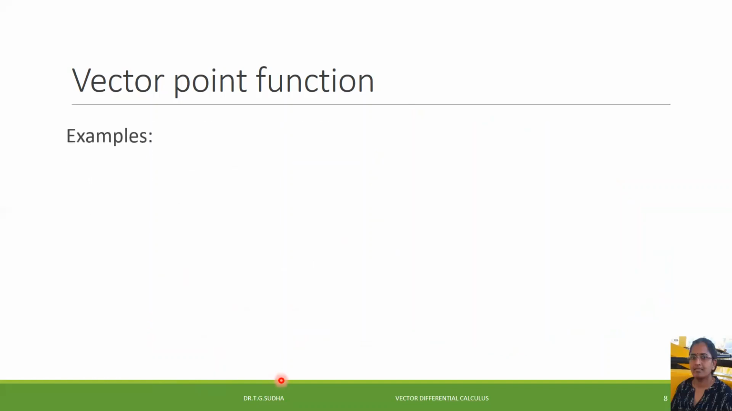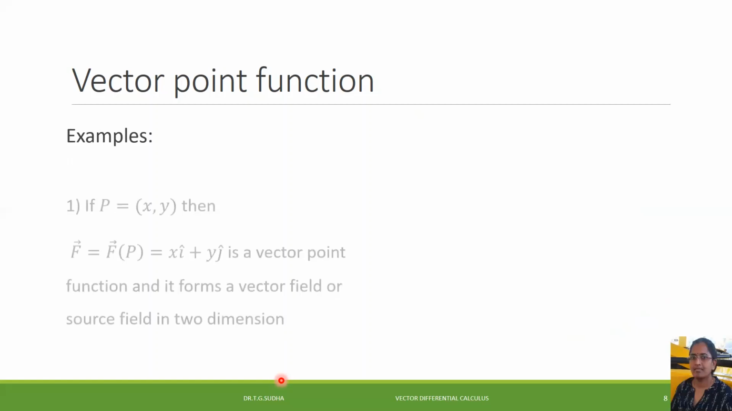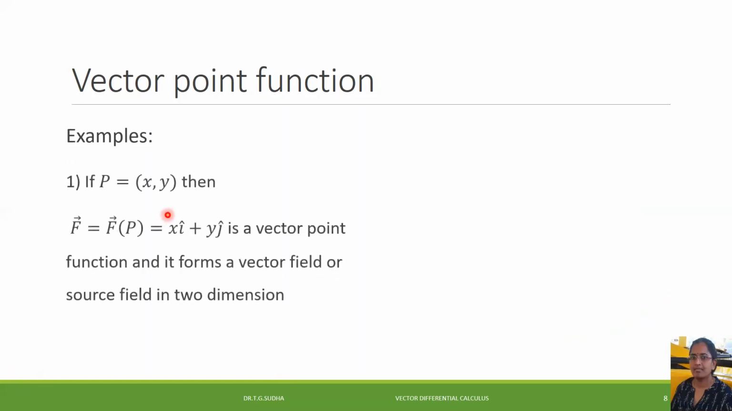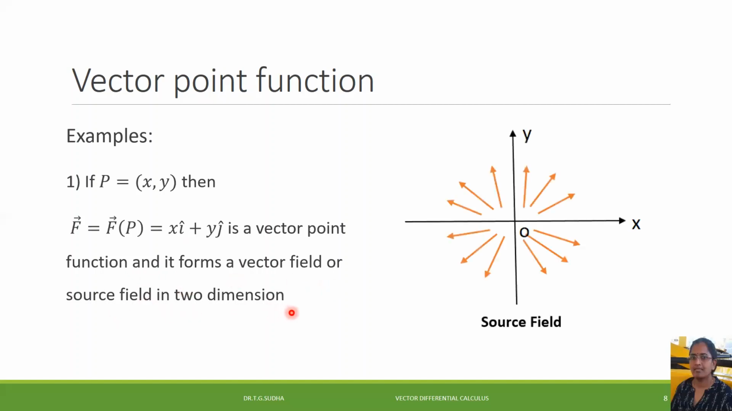Now let us look into a few examples of vector point function. If P is x comma y, then f is equal to f of P and that is equal to xi plus yj, where i and j are the unit vectors along the x-axis and the y-axis, is a vector point function and it forms a vector field or the source field in two dimensions, and we can represent a source field as you can see in this diagram. Here the vectors are away from the origin.